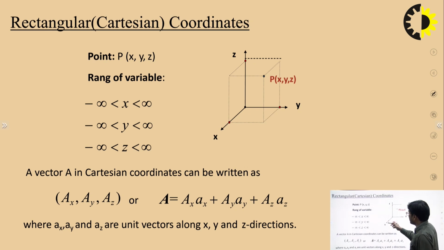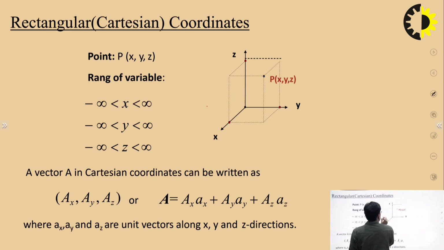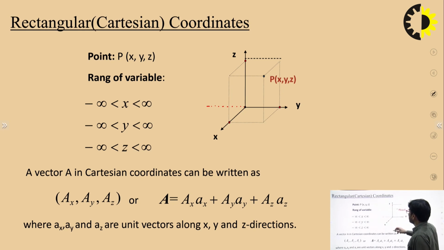x lies from minus infinity to plus infinity. You can see this one is a dotted line as well. So y lies between minus infinity to plus infinity. Similarly for z, minus infinity to plus infinity. These are the variables that we can represent in the rectangular coordinate system.